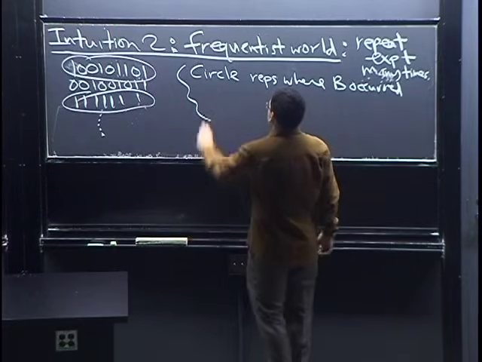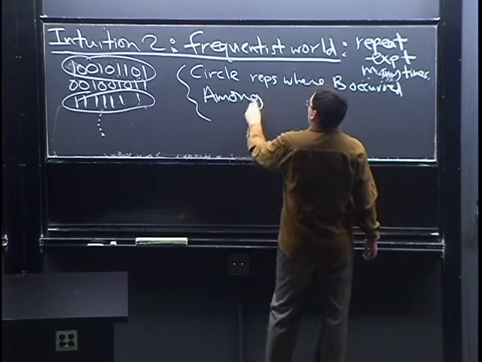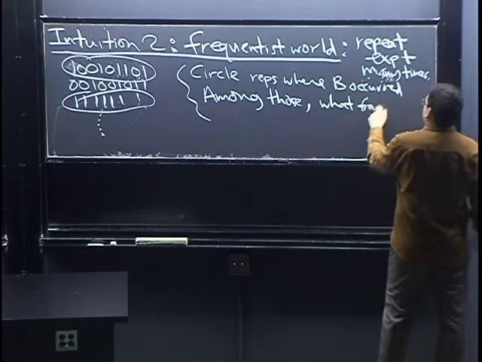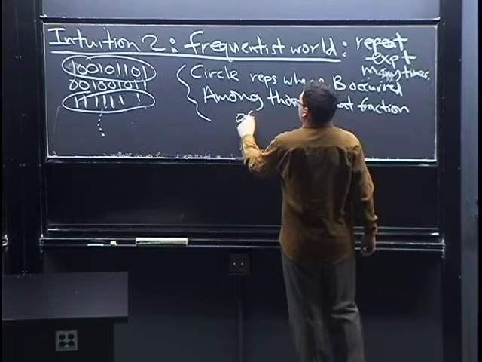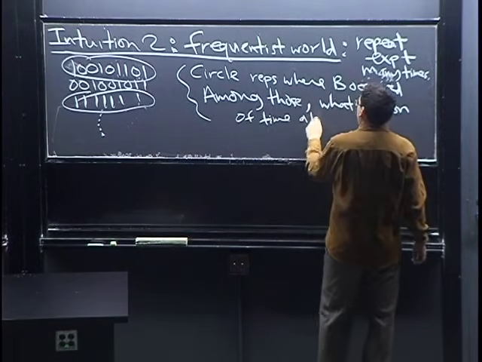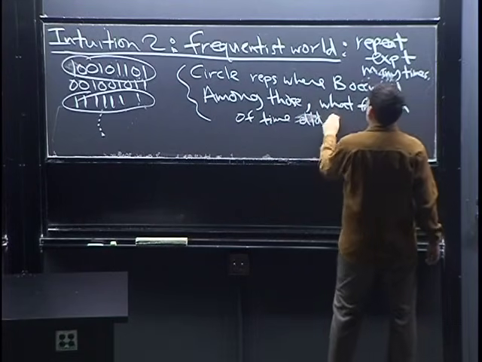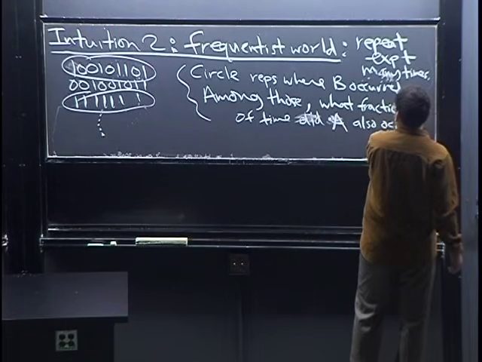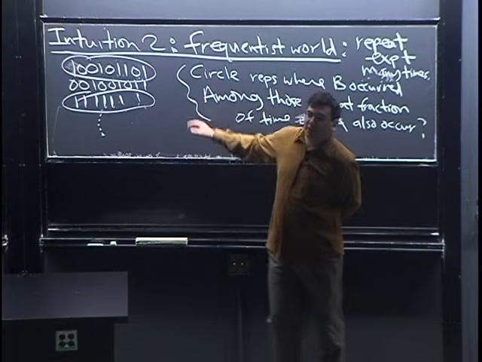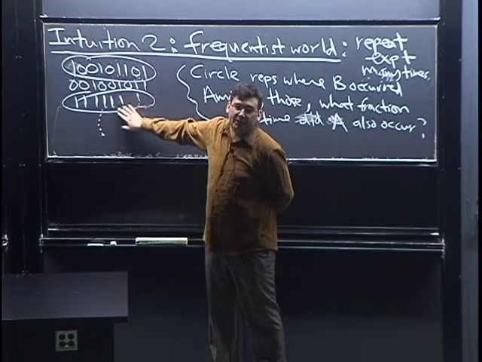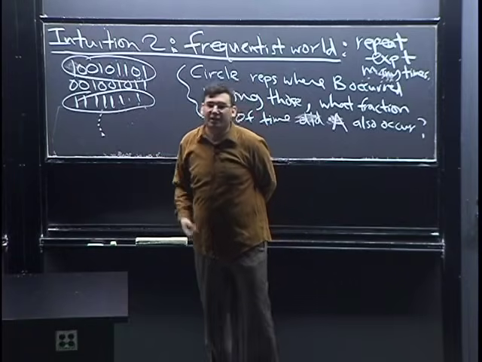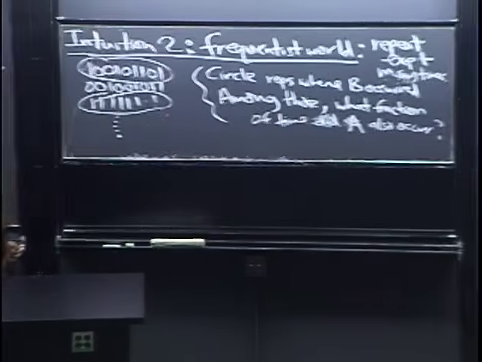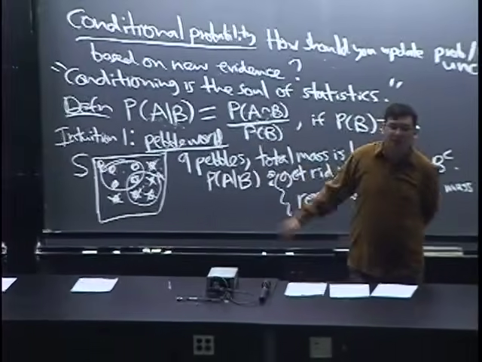Okay? Now, among those, just the circled ones, what fraction of time did A also occur? That should be a pretty intuitive way to think of it, because given that B occurred, we should restrict our attention to just the circled experiments where B occurred. Among those, what fraction of the time did A occur? Okay, so if you think about this intuition a little more, you can also see why this corresponds to this.